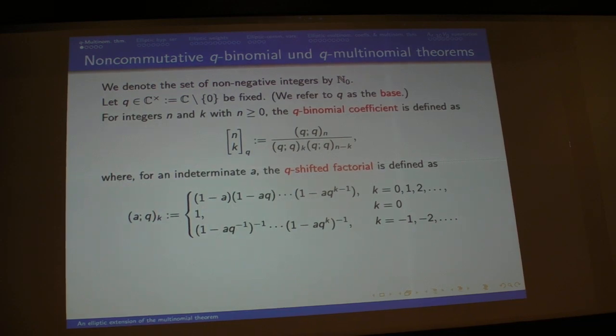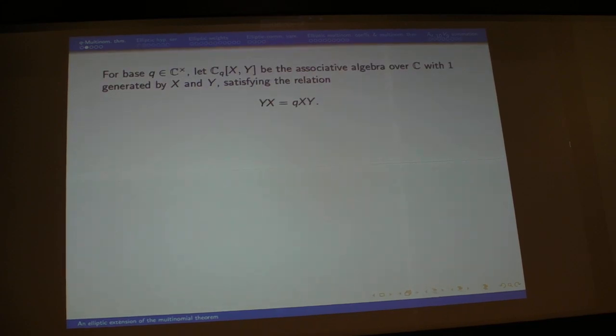Here's some notation. I think I can probably skip this. This is the Q binomial coefficient. It should be well known. It's a product of linear factors, but it's known also that this quotient is actually a polynomial in Q of degree k times n minus k, and there's some explicit definition for these Q-shifted factorials that will be extended to the elliptic case a little bit later.